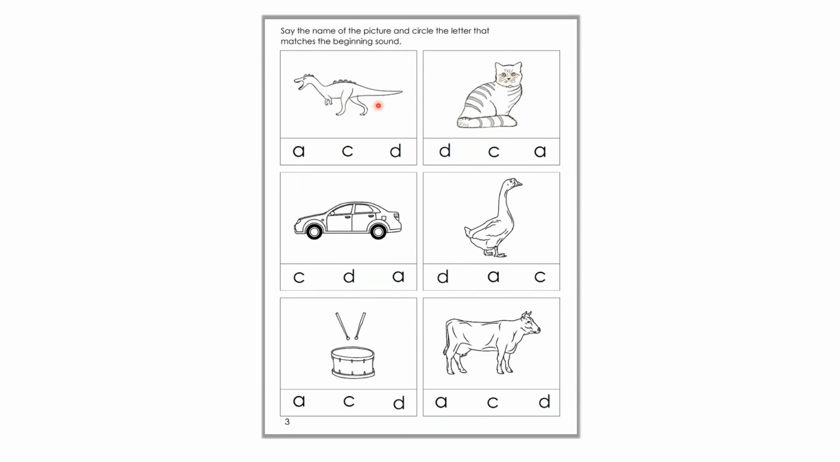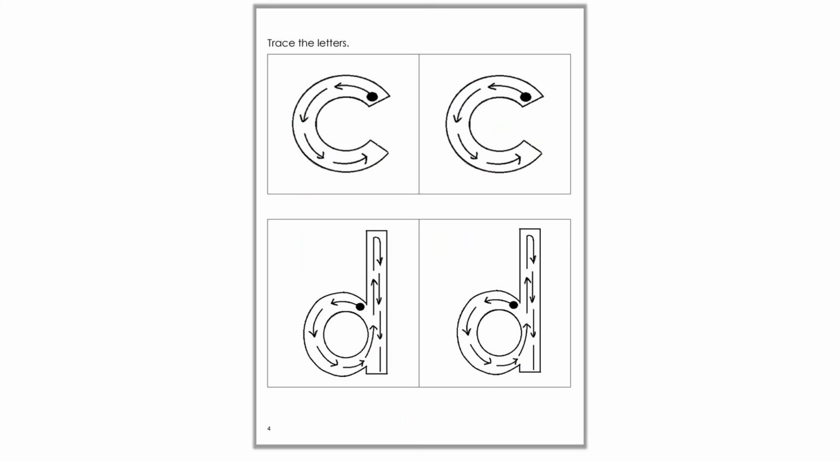What is this? Dinosaur. Let's find D. Oh, here it is. Let's circle that. Now you are going to find the first sound of this picture and circle them. When we are done, we can move on to the next one.